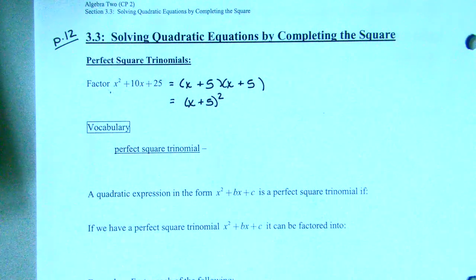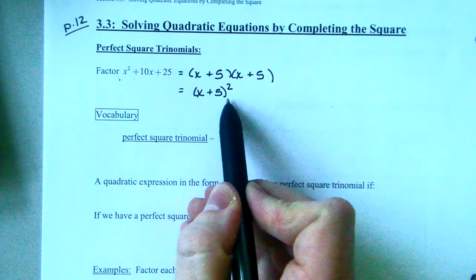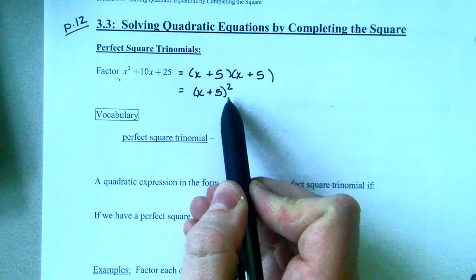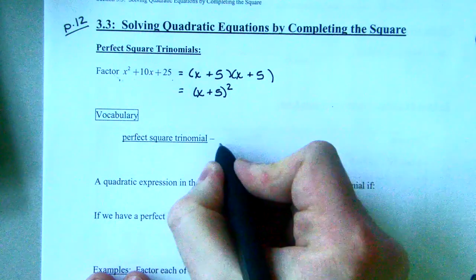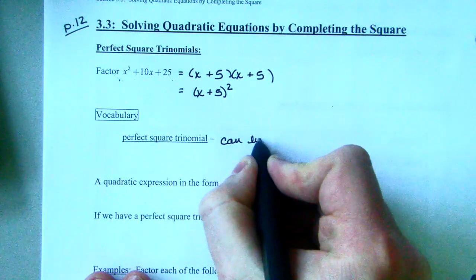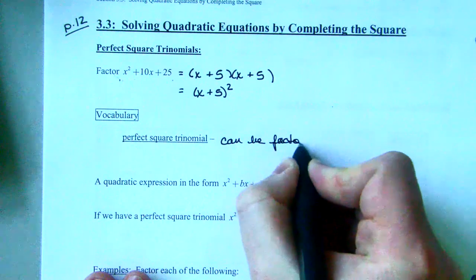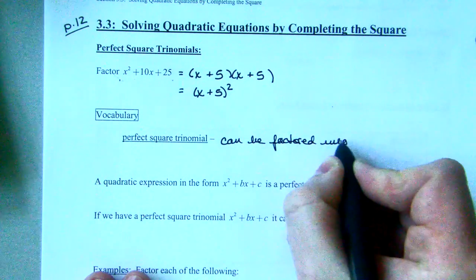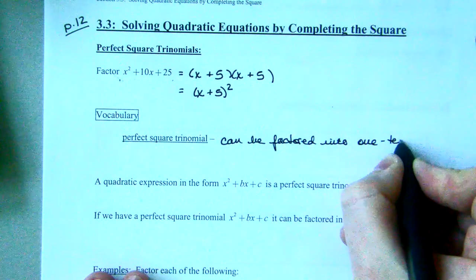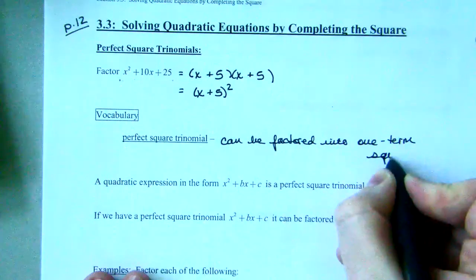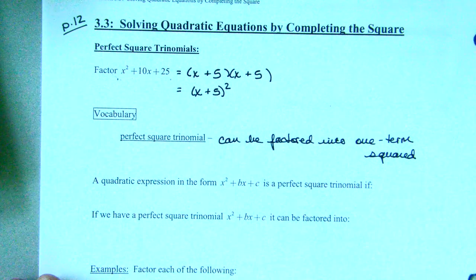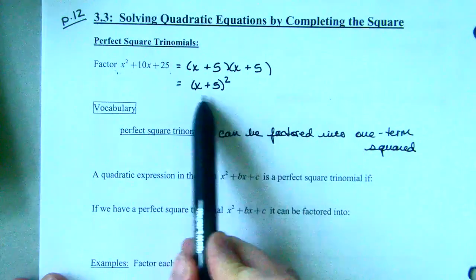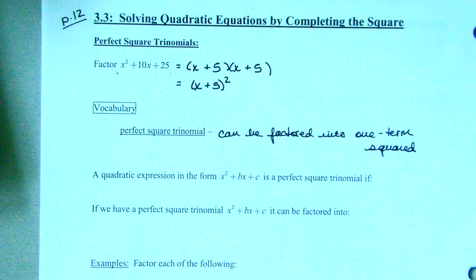We're going to be focusing on expressions that can be factored into a single term squared, like this. We call those expressions perfect square trinomials. A perfect square trinomial can be factored into one term squared. So I would call x squared plus 10x plus 25 a perfect square trinomial because we can factor it into x plus 5 squared, because it's x plus 5 times x plus 5.